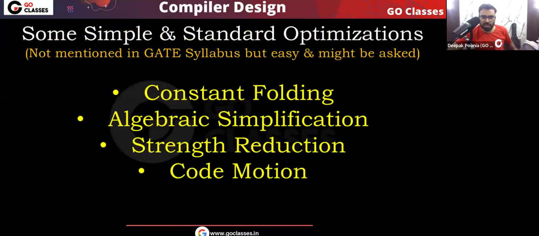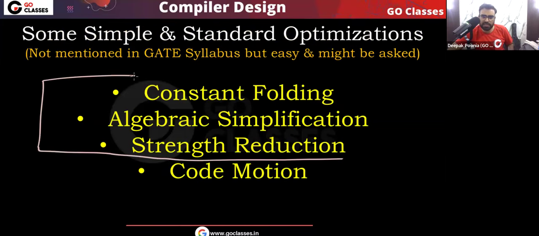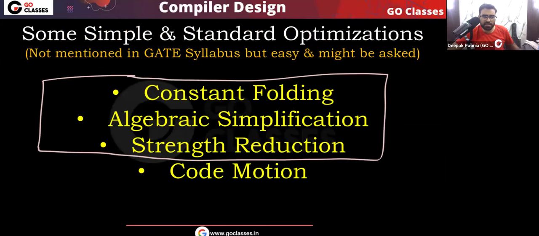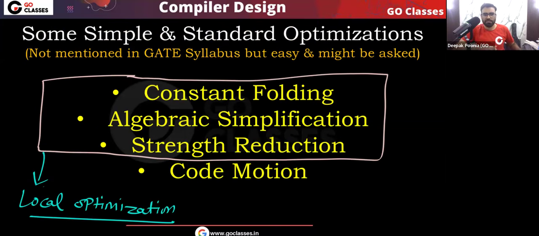Again, these three, constant folding, algebraic simplification, and strength reduction, we will study now as part of local optimizations. Why these are local optimizations will become clear once you study them. Remember the definition of local optimization: local optimization means when we perform the optimization within a single basic block. Yes or no? Okay, let's see all these optimizations one by one.